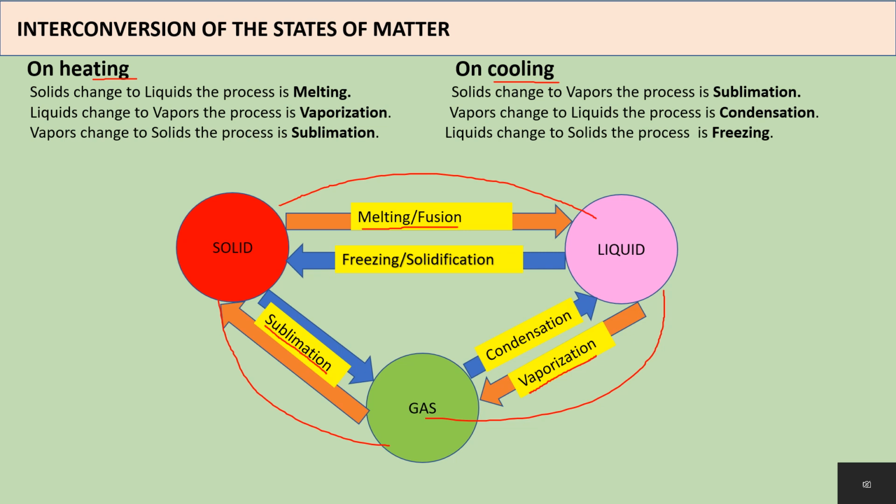The inner circle of the diagram is shown by blue, which indicates cooling or decrease in temperature. So if solid is cooled and gas is formed, the process is known as sublimation again. If gas is cooled and a liquid is formed, the process is known as condensation. If liquid is cooled and a solid is formed, the process is known as freezing or solidification.